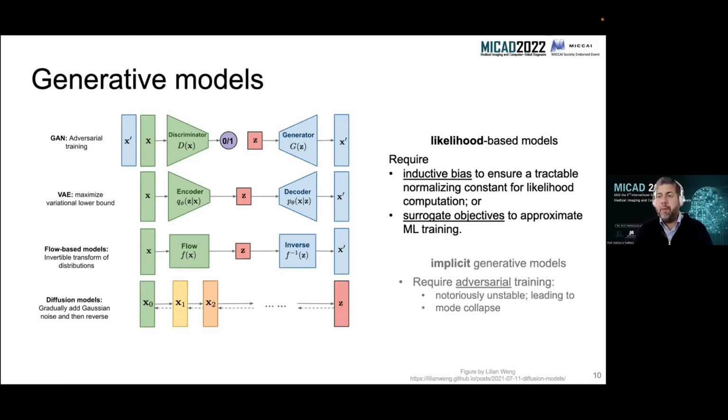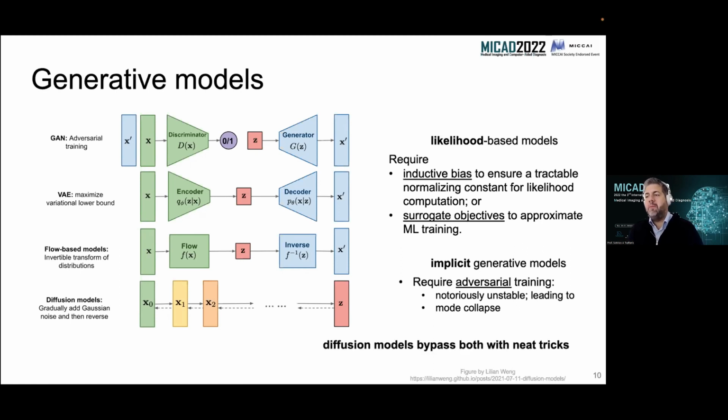On the other hand, implicit models like a GAN have this kind of adversarial game, right? So you have a discriminator and a generator. And as we know, or you're familiar with, this can tend to be unstable and can also have mode collapse. Diffusion models bypass these limitations with several neat tricks.